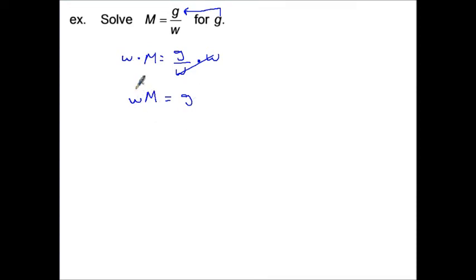And then looking at what I have here, granted this is a good formula because the g is by itself, but maybe you're like me and I like the one I care about to be on the left hand side. So I would personally rewrite this as g equals w times m, like that.